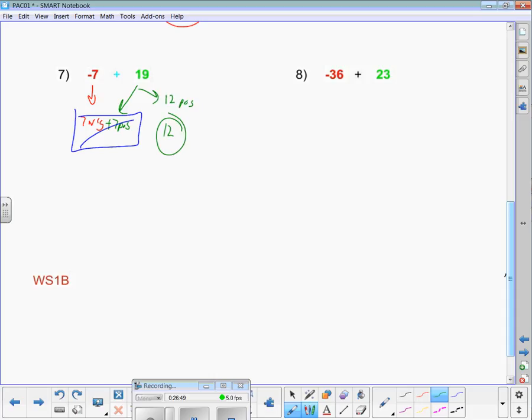Answer is 12, right? How many got that right? And hopefully your work looks like that, right? Again, I'm just looking at it, figuring out which one I have the least of first, and I'm going from there. So on number 8, last one, somebody tell me how to start number 8.